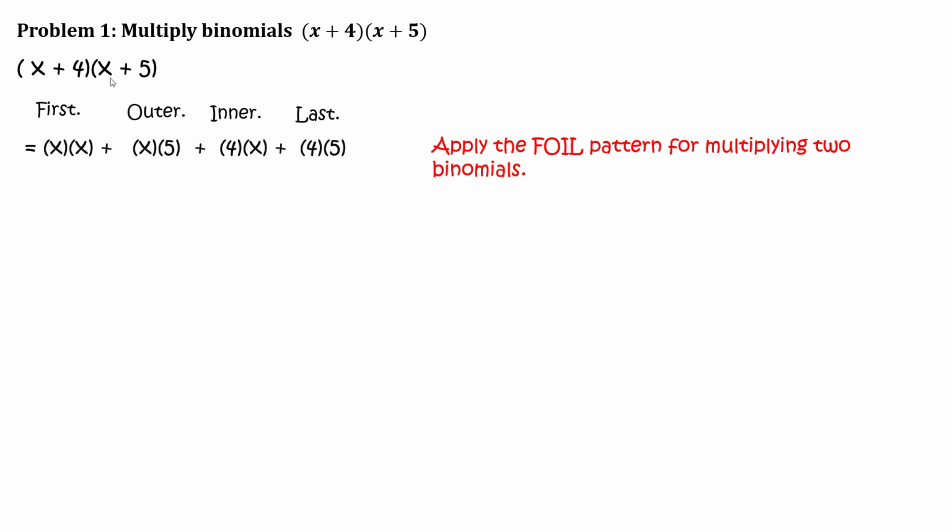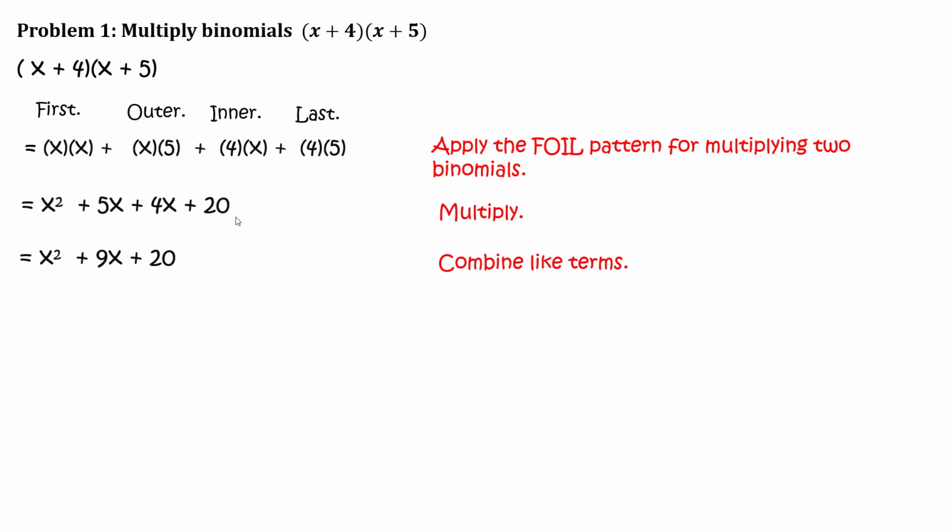The first review example is to multiply two binomials. So x plus 4 times x plus 5. Remember, there's different ways to multiply it. You can multiply it by using the arrows method. I'm going to use the FOIL pattern first, which means I multiply the terms appearing first in parentheses, x times x, outer, x times 5, inner, 4 times x, last, 4 times 5. If you multiply, you get x squared, 5x plus 4x plus 20, and combining terms, you get x squared plus 9x plus 20.